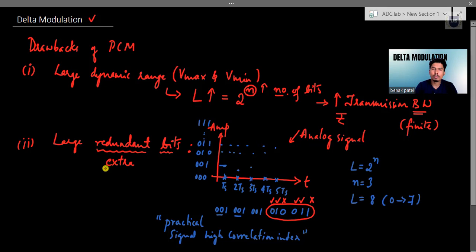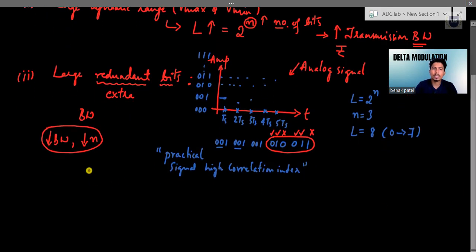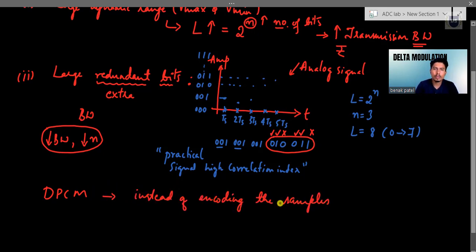As the number of bits increases, this affects our transmission bandwidth. So our ultimate aim should be to minimize this bandwidth by controlling the number of bits used to represent each quantization level. In order to eliminate this drawback of pulse code modulation, we went for the other improvised scheme, known as differential pulse code modulation, wherein instead of encoding the samples, the difference between the samples is encoded.